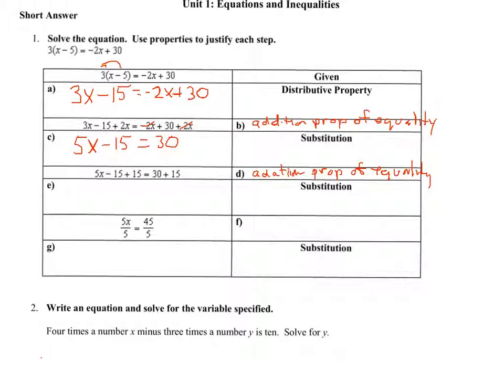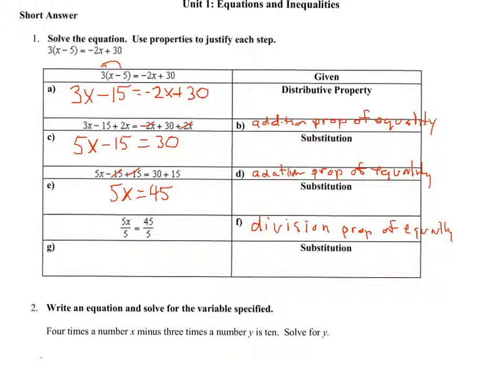And then we're going to do substitution again. Substitute our answer for that. So I got a negative 15 and a positive 15. They cancel out. All that's left is a 5x on this side equals, and I got 30 plus 15, and that's 45. Substituted. And then down here, it looks like I'm dividing both sides by 5, so that's going to be the division property of equality.